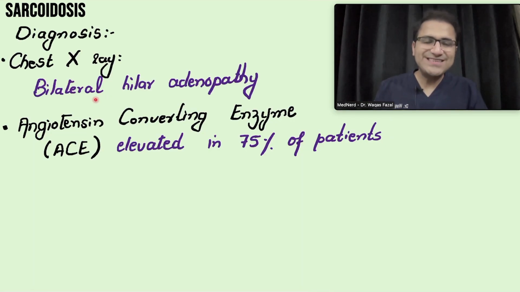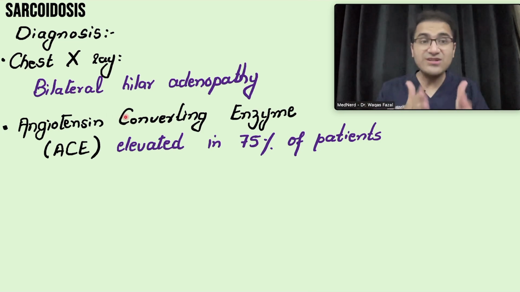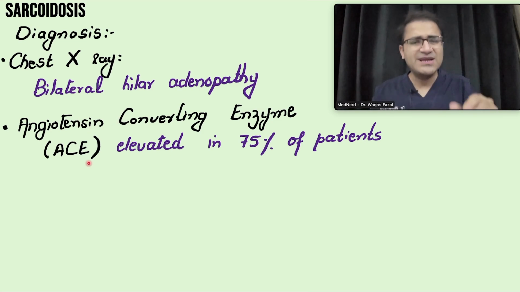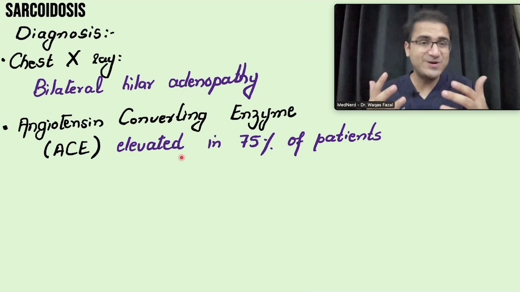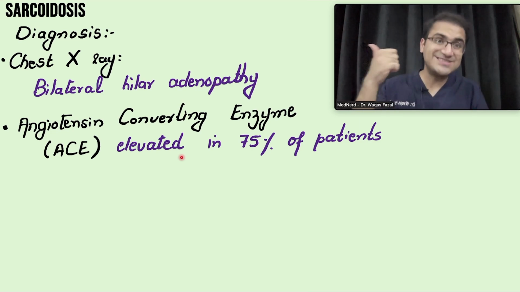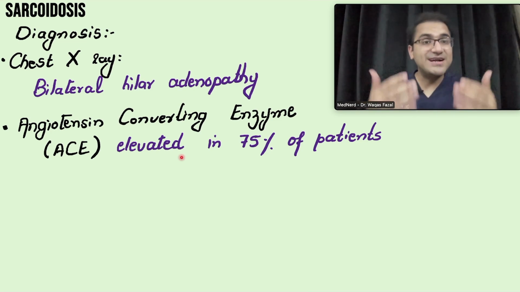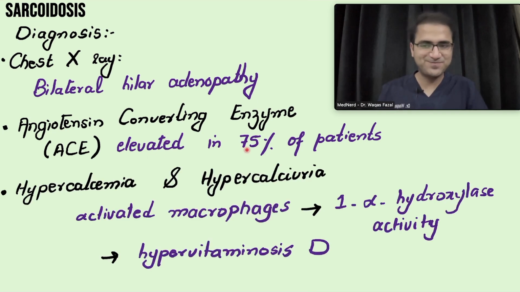Now with chest X-ray, there are certain labs that you can perform that can support the diagnosis of sarcoidosis. These are not the diagnostic labs. Angiotensin converting enzyme is not the diagnostic thing for sarcoidosis. Remember, it can be elevated in 75% of patients of sarcoidosis, but it is non-specific. And why is angiotensin converting enzyme elevated? Because we discussed that epithelioid cells produce angiotensin converting enzyme that causes more inflammation. So it is non-specific, but it can be elevated in 75% of the patients.